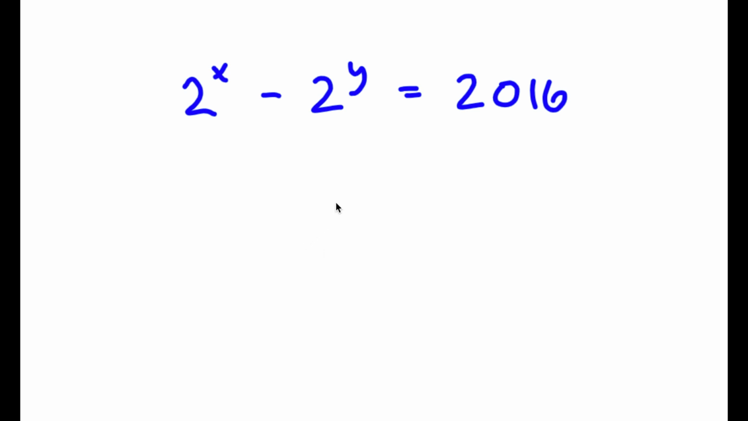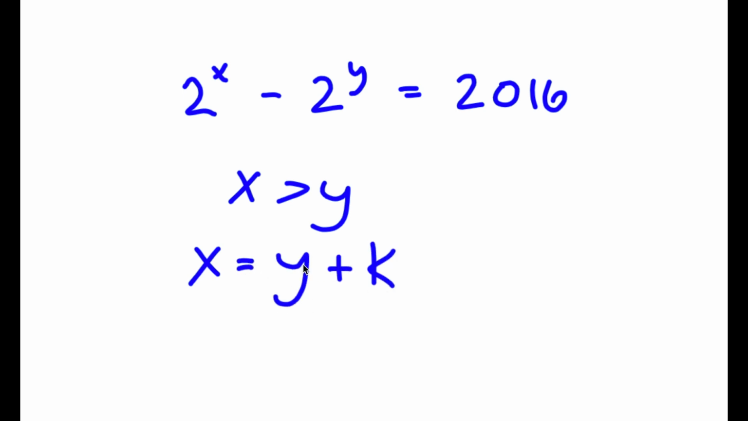Alright, so in this problem, I have 2 to the power of x minus 2 to the power of y is equal to 2016. Just at first glance, I can already tell that x is greater than y, because if x were less than y, then this would result in a negative number. But because it results in a positive number, we know that x is going to be greater than y. So this means that we can say that x is equal to y plus some constant k.